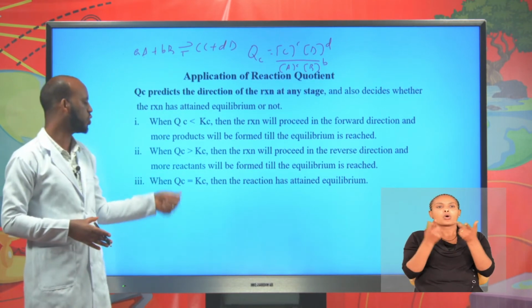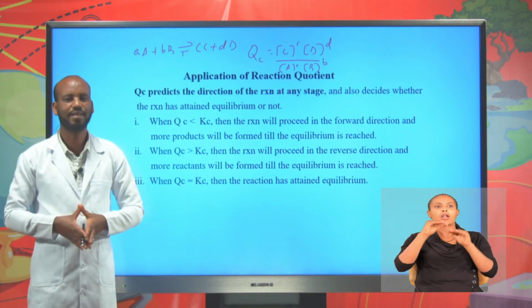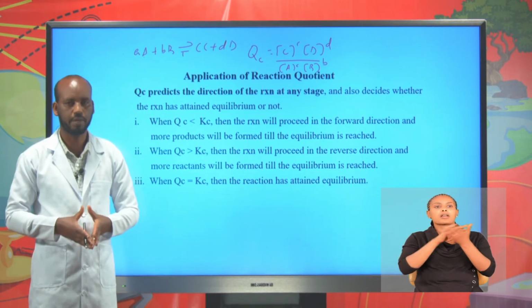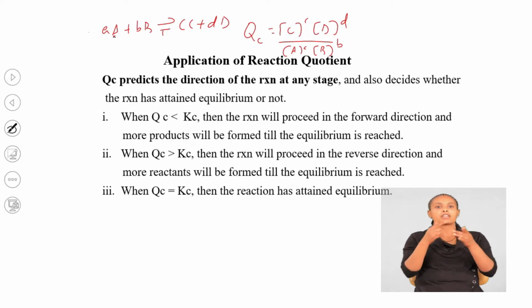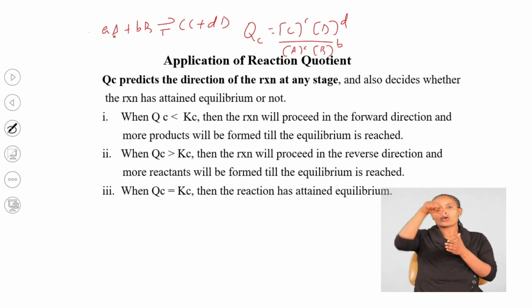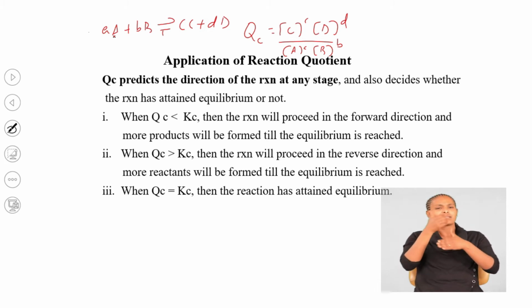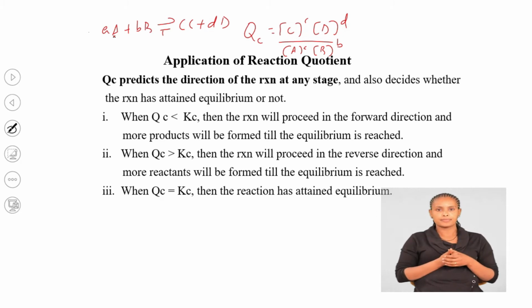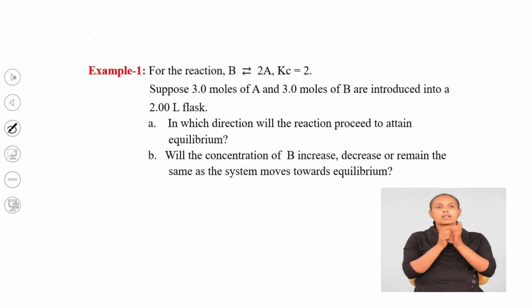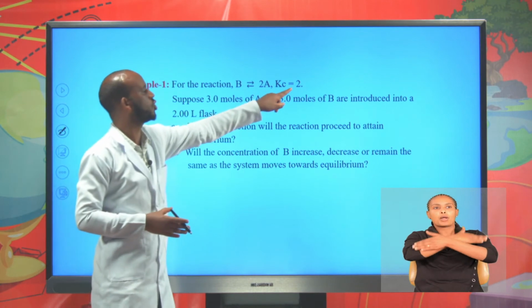3. When Qc equals Kc, then the reaction is at equilibrium. When the value of Qc equals Kc, the reaction has attained equilibrium. Therefore, the reaction quotient Qc predicts the direction of the reaction at any stage, at any time. For example, for the reaction B to 2N, now this reaction is an equilibrium reaction. Its equilibrium constant is 2.